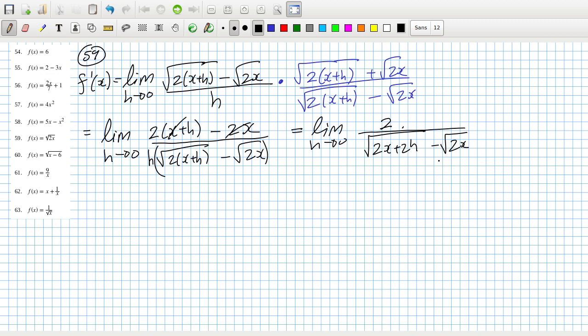Yes, okay. And why did I write a minus here? I'm being very careless. That's a plus. They have to be the same. Very, very careless. And then h goes to 0, so that becomes 2 over 2 root 2x, or in other words, 1 over root 2x.